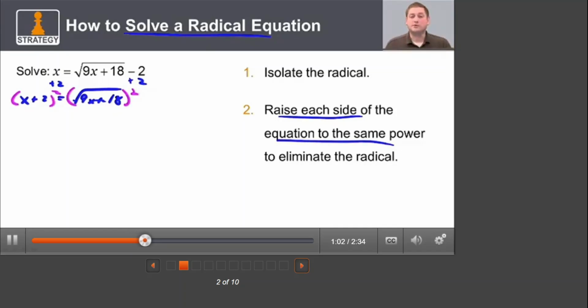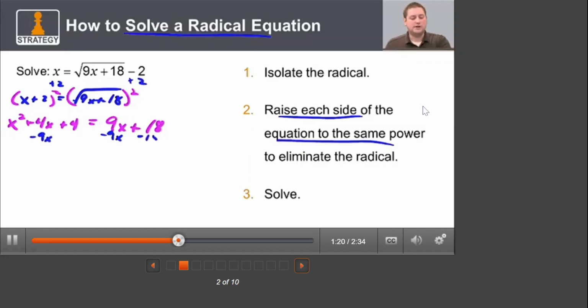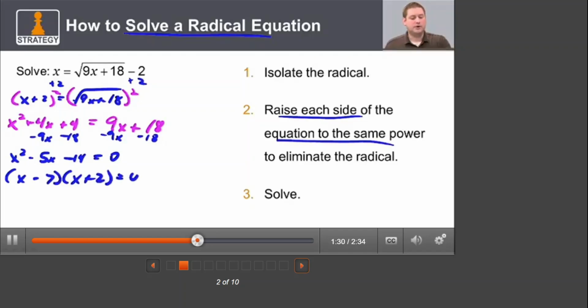Now squaring x plus 2 is x plus 2 times itself. So I end up with x squared plus 4x plus 4. And squaring the square root just gets rid of the radical, leaving 9x plus 18. Now, let's solve it. I have a quadratic, so I'm going to subtract 9x from both sides, and I'm going to subtract 18 from both sides. That's going to give me x squared minus 5x minus 14 equals 0. That's factorable to x minus 7 times x plus 2. Setting each one of these factors equal to 0, I'm going to end up with an x value of 7 and an x value of negative 2, but we still need to check our final answer.